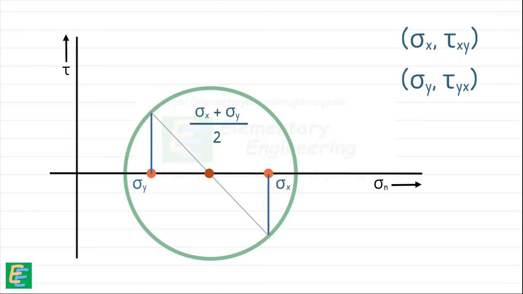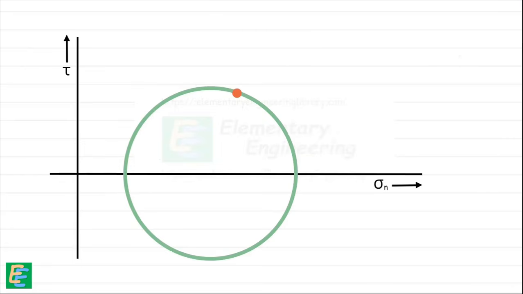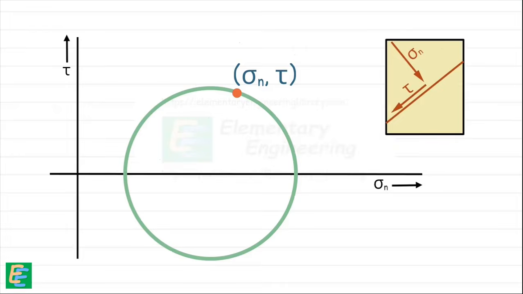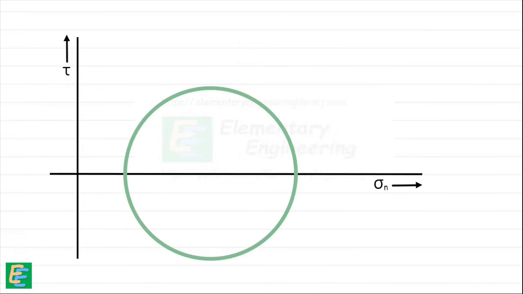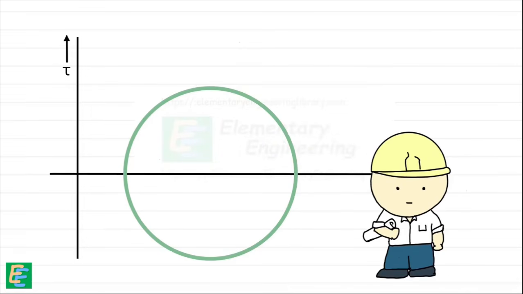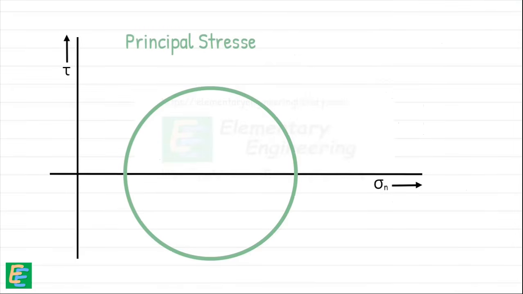This circle always lies on the normal stress axis. Each point on the Mohr circle represents the normal stress and shear stress acting on a particular plane passing through that point in the material. The Mohr circle is an incredibly useful tool for engineers. It helps in determining various stresses and provides valuable insights. The principal stresses can be easily spotted and determined, and their orientation can be easily measured or calculated.